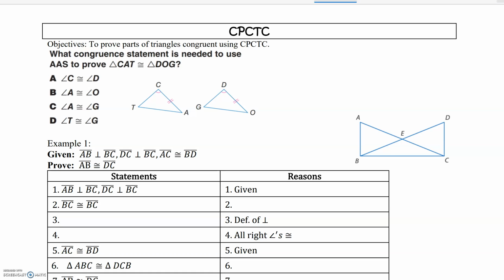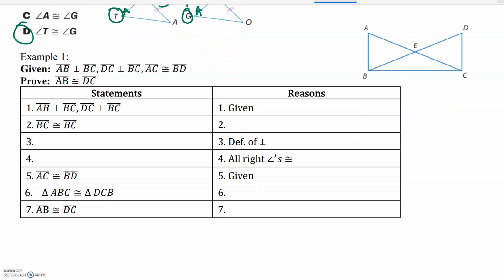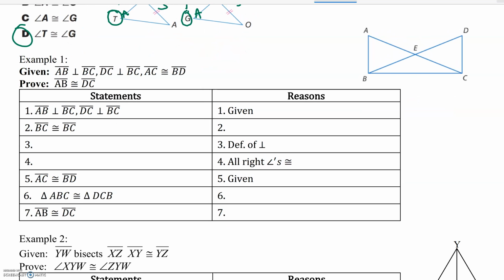So in order to use angle side, we need that other angle. So here it would have to be, if we're working our way around, this angle right here, T, and this angle right here, G. So T and G, that would be D. So if we're marking our picture with everything that we've got, AB is perpendicular to BC and DC is perpendicular to BC. Put those right angles in there.